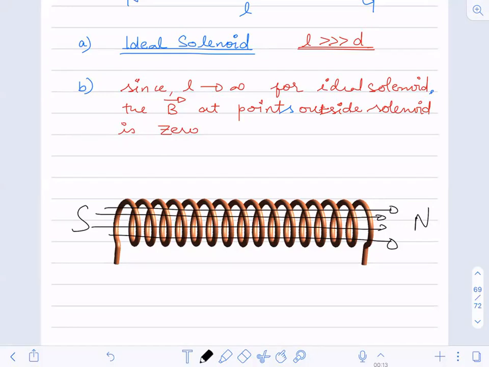Did you understand this point? The second point? Did you understand the second point? Is anybody having any doubt in this?